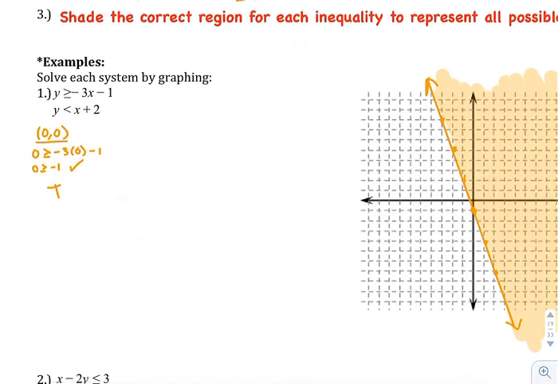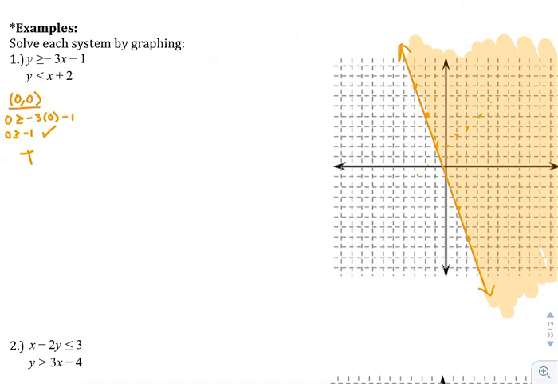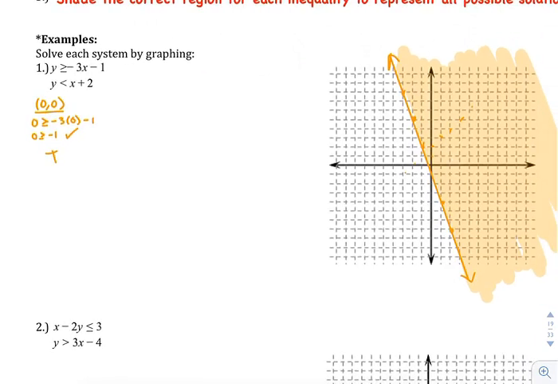So then we need to graph our second line. y is less than x plus 2. So we're going to start at 2, and our slope is 1x. Remember, even though you don't see a number in front of the x, it is a 1. And because that's not an equal to, it's just less than, we are going to have a dashed line.